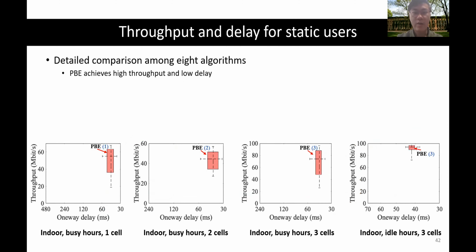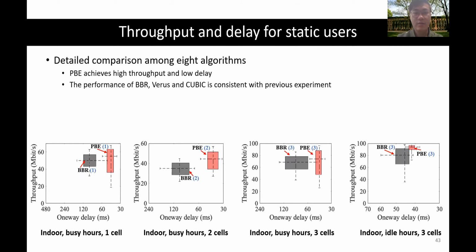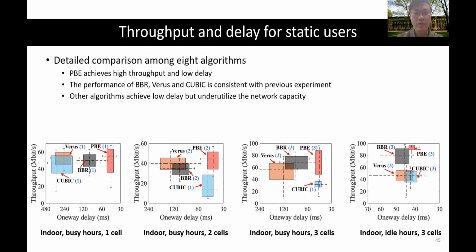Here we show the detailed comparison among all 8 algorithms. We present the throughput and delay in the same figure, and we can see that PBE is always located at the top right corner of all the figures, which means it achieves high throughput and low delay. Then the performance of BBR, Verus, and Cubic is consistent with our previous CDF plots. Other algorithms like Copa and PCC achieve low delay, but they have low throughput.